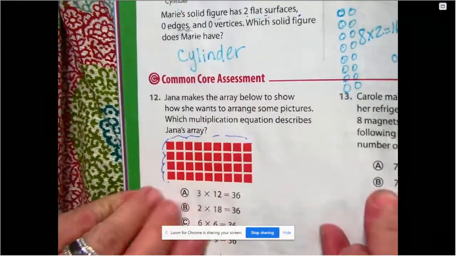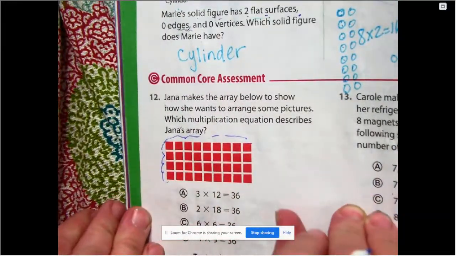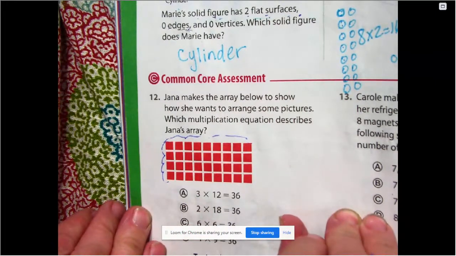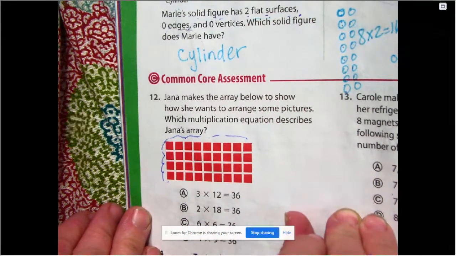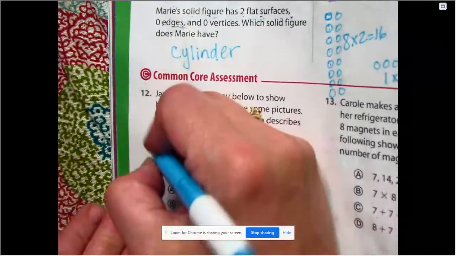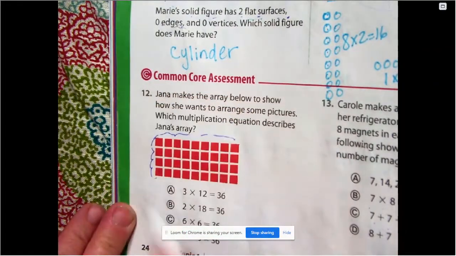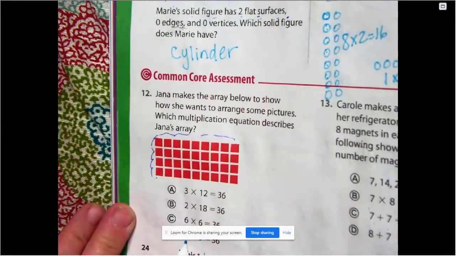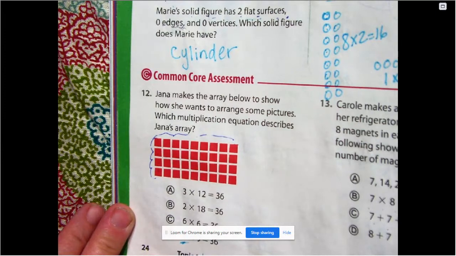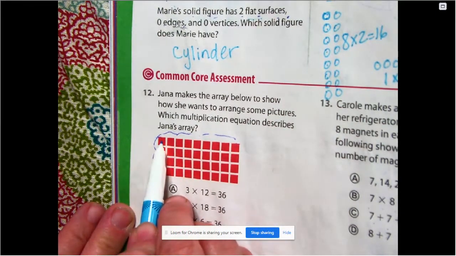Okay. Number 12 says, Jana makes the array below to show how she wants to arrange some pictures. Which multiplication equation describes Jana's array? Okay, we have 1, 2, 3, 4. So let's look down here. There's only one that has 4 at the beginning. Let's look at the number in each row.